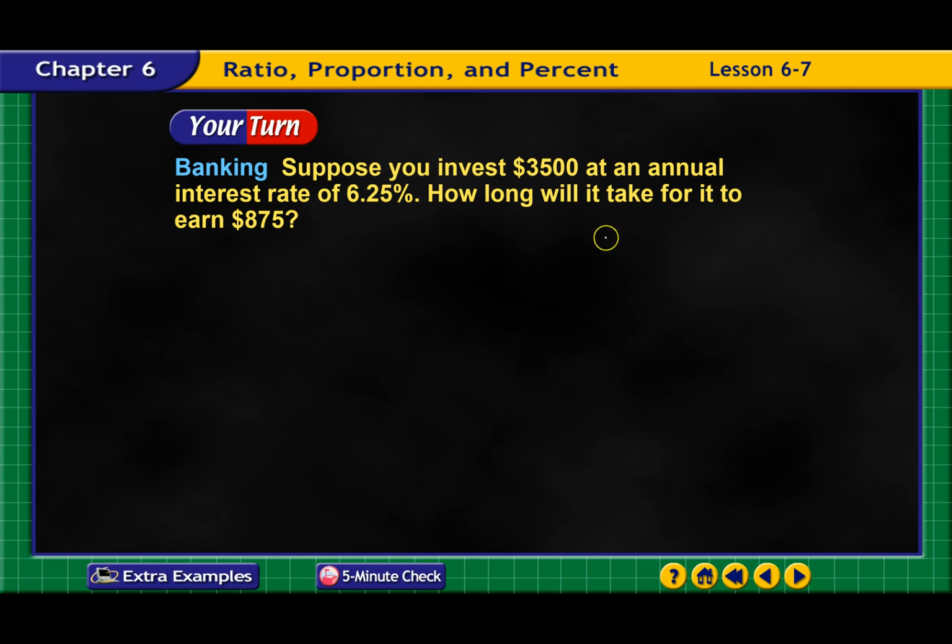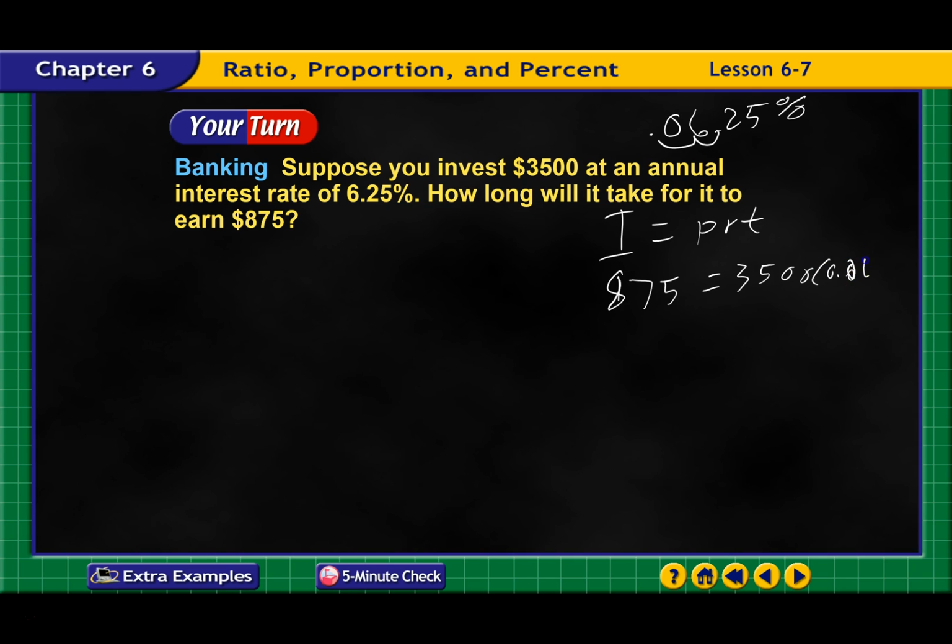All right, so we take my formula here. So I equals PRT. So I is how much I need to get. So 875. My principal is 3,500. My rate, 6.25%. So I need to convert that 6.25% into a decimal. So that would come out to 0.0625. And then we times that by t.